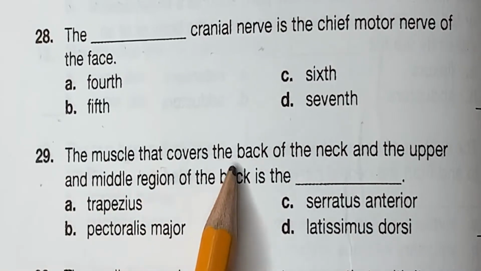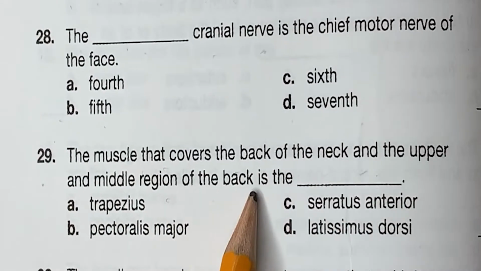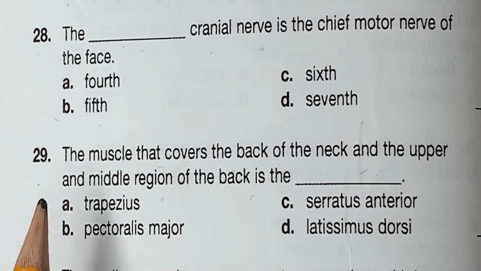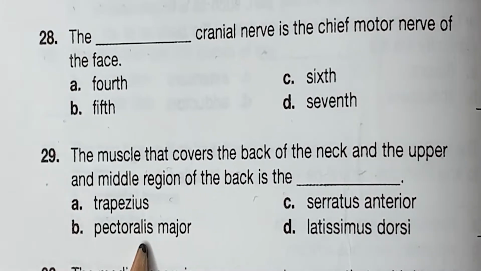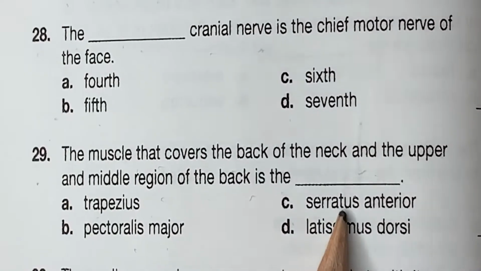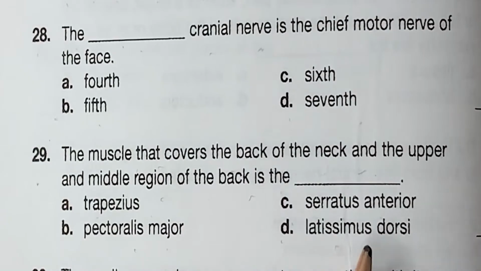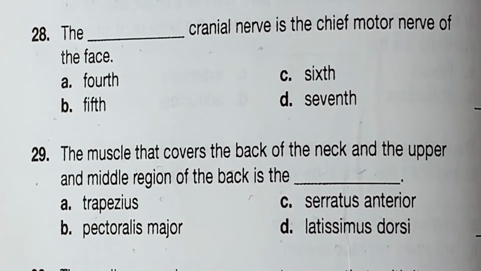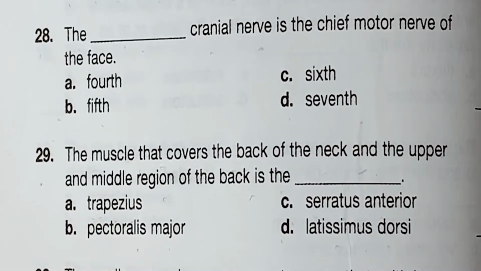29. The muscle that covers the back of the neck and the upper and middle region of the back is the blank. A, trapezius, B, pectoralis major, C, serratus anterior, or D, latissimus dorsi? And your correct answer is A, trapezius.